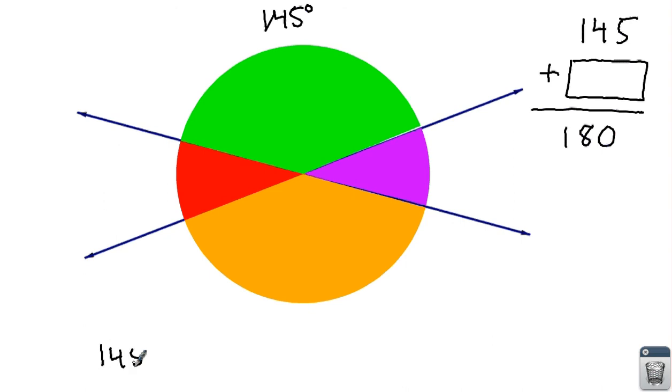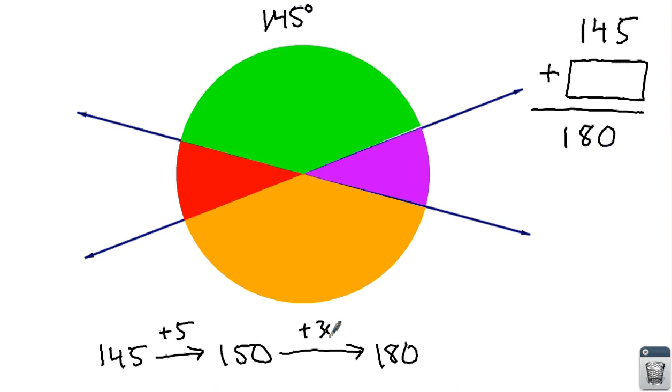A little mathematics about to happen here. If we count up to 150, we have to go 5 degrees, and if we count from 150 to 180, that would be 30 degrees away. And so altogether, we've traveled 35 degrees to get from 145 to 180. So the answer is 35. In other words, the measure of the purple angle is 35 degrees. Splendid. Let's see if we can continue doing math reasoning to figure out the red angle.